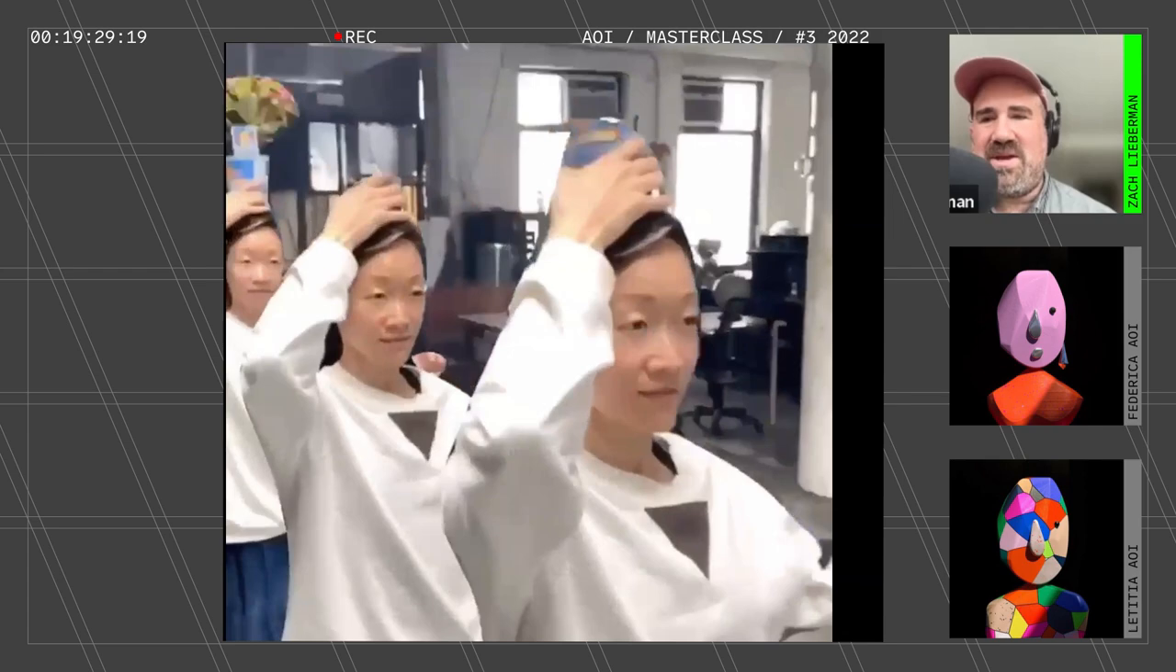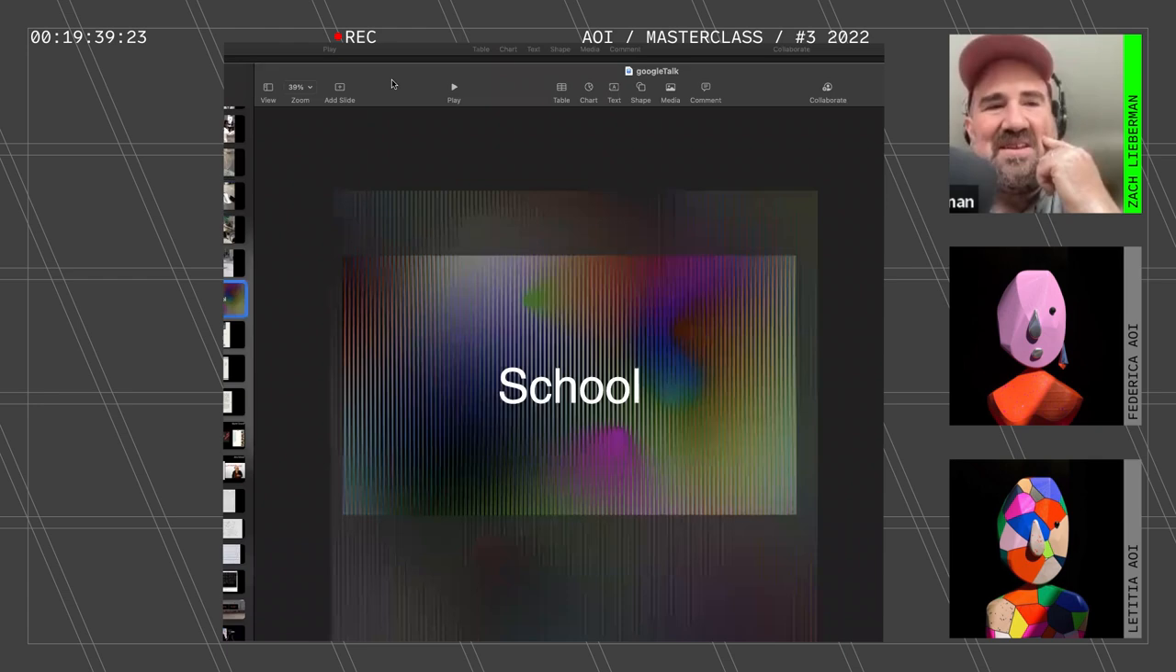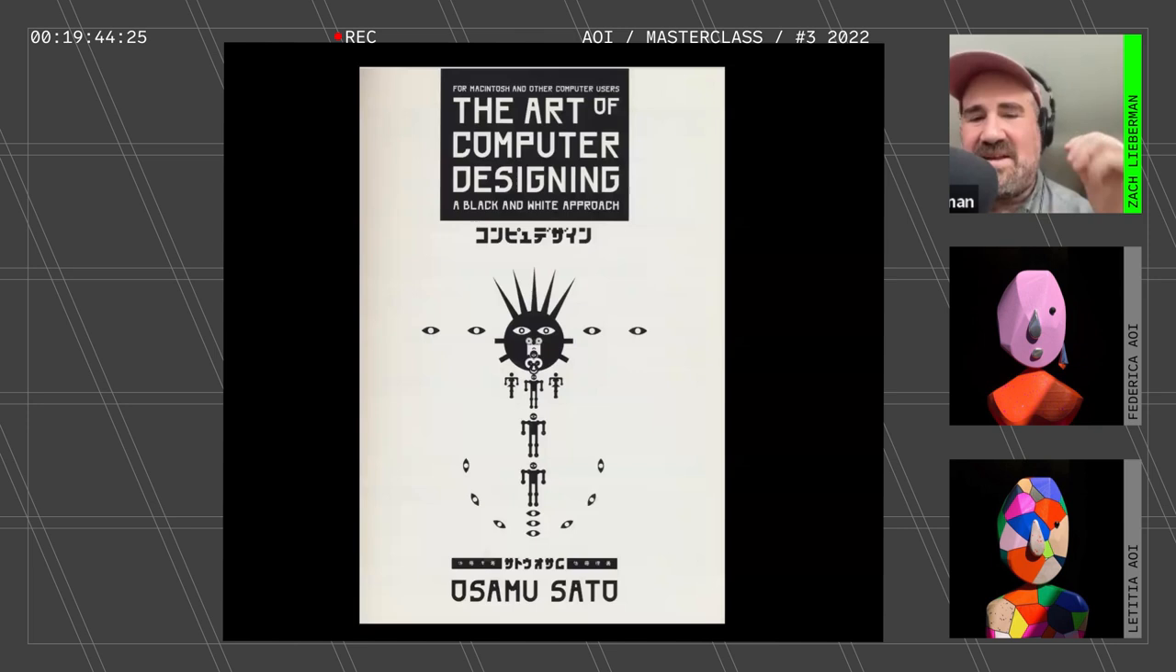we've got tons of reactions in the audience. I want to show one thing about education, and then I'm happy to go back to a conversation and answer questions. So I teach a class called Recreating the Past, and I've taught this for years and years. I've taught it at the School for Poetic Computation. I teach it at MIT at the Media Lab now, and it's in a lot of ways inspired by this book by Osamu Sato called The Art of Computer Designing.